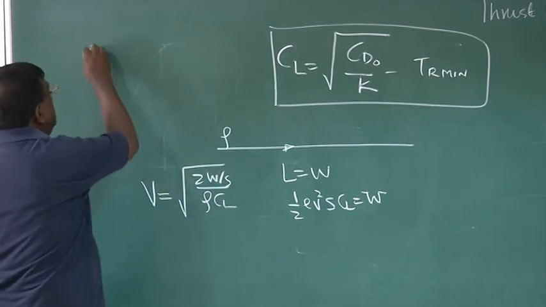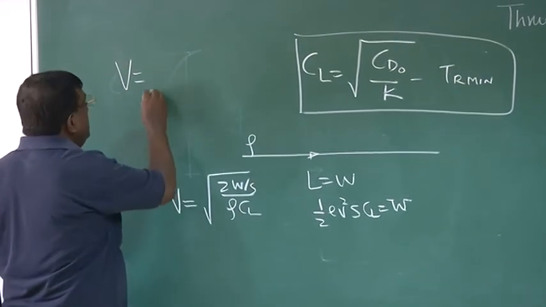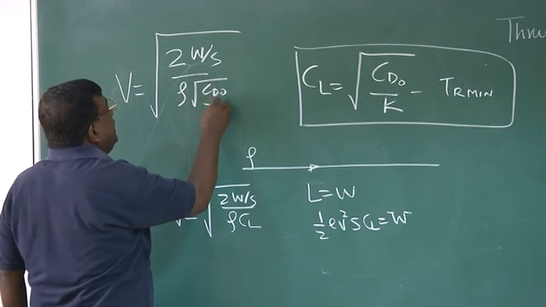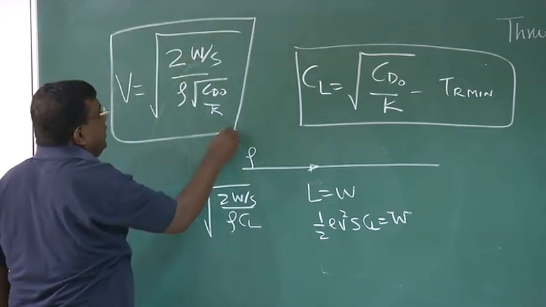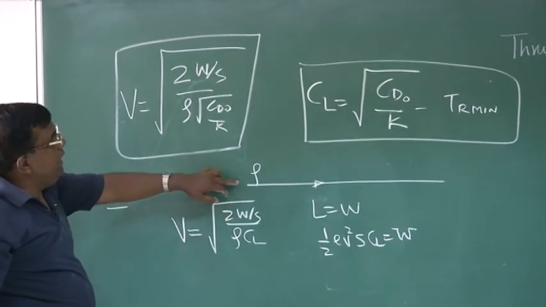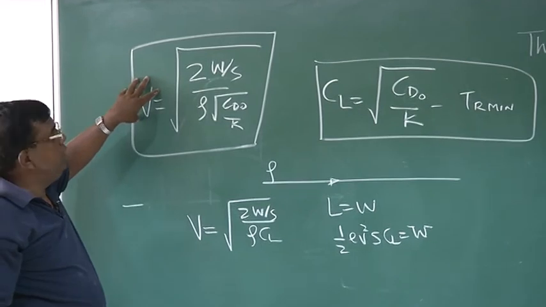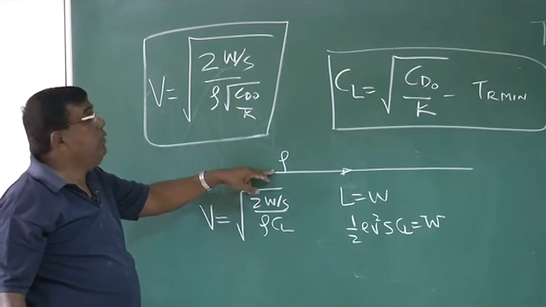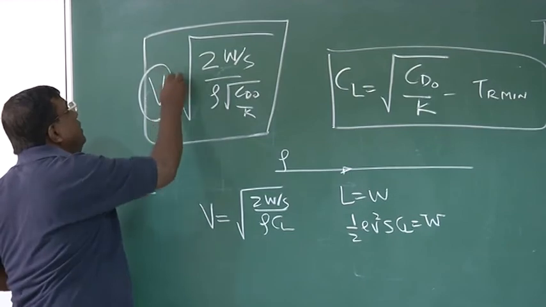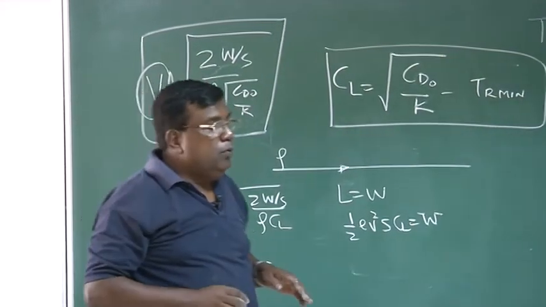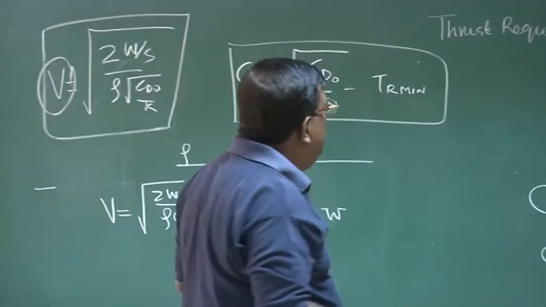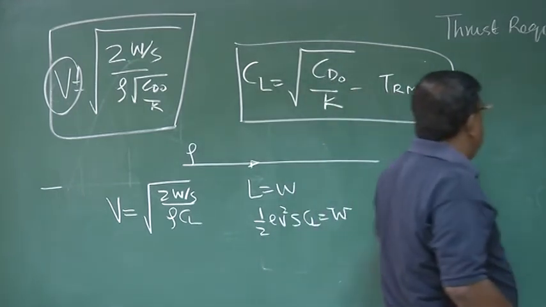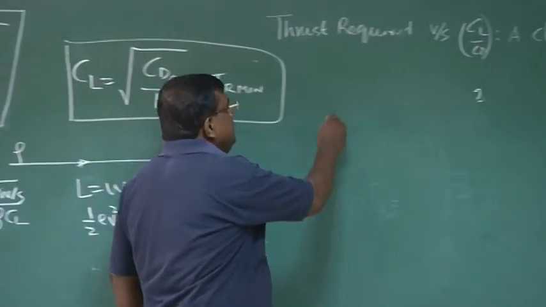And the CL is nothing but dictated by this for thrust required minimum. So this is 2 W by S rho CD naught by K. Now see, the interesting part. If you are flying at a particular altitude, the velocity should be this much to ensure that thrust required is minimum. When you are flying, you are cruising at an altitude where density is rho. But this will give some value of V. The moment there is a V, I know that I need to have an engine which should be able to give me enough power or thrust to generate that V.